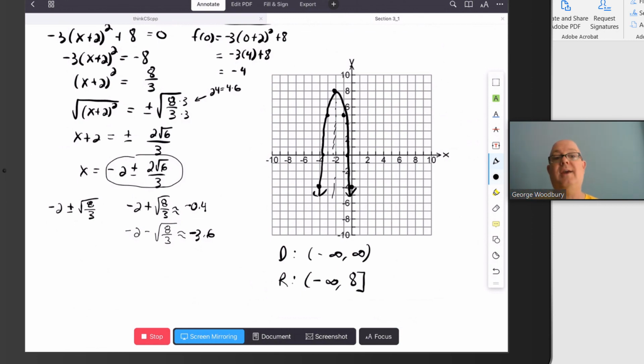All right, in the next one, we're going to take a look at parabolas that are in a different form and how to graph those.